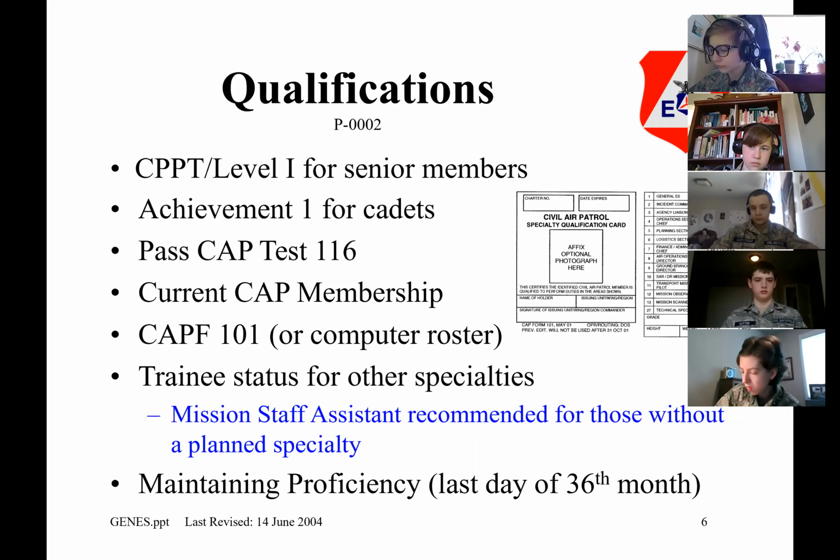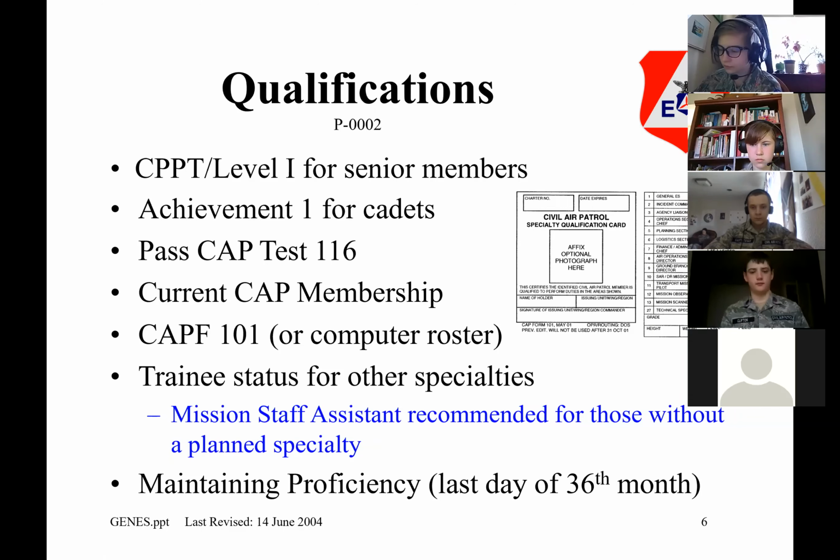So how do you get qualified on your GES, your ticket into emergency services? You have to have your Level 1 if you're a senior, or Curry Achievement 1 for cadets, and pass the 116 test. You actually have to be a member. Then you get your CAP Form 101, which most folks print out, and you have to carry it with you to the mission, and usually you display it. You're a trainee in many areas for a while, and then you become qualified. It ranges, I believe, between one to two missions, mostly two missions, before you're qualified.